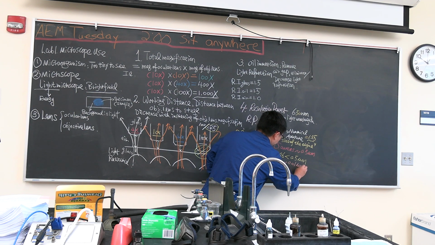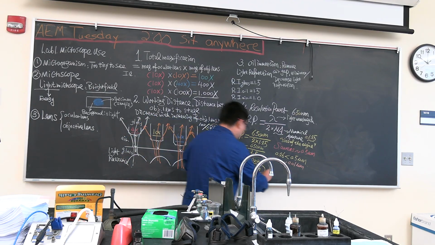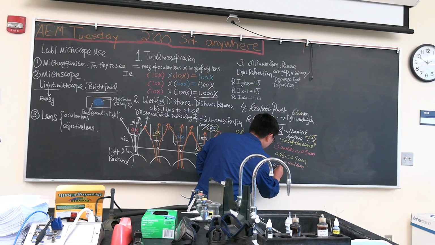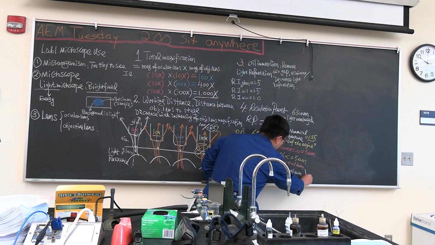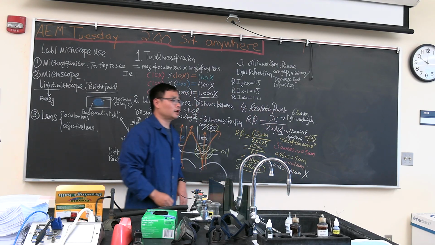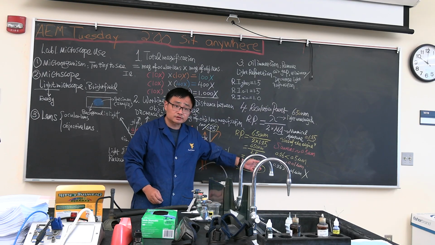0.01 micrometer. Because our resolution power 0.26 is much larger than 0.01 micrometer. So we cannot use a light field microscope to do the observation of a virus. And you already know we need to rely on the electron microscope.